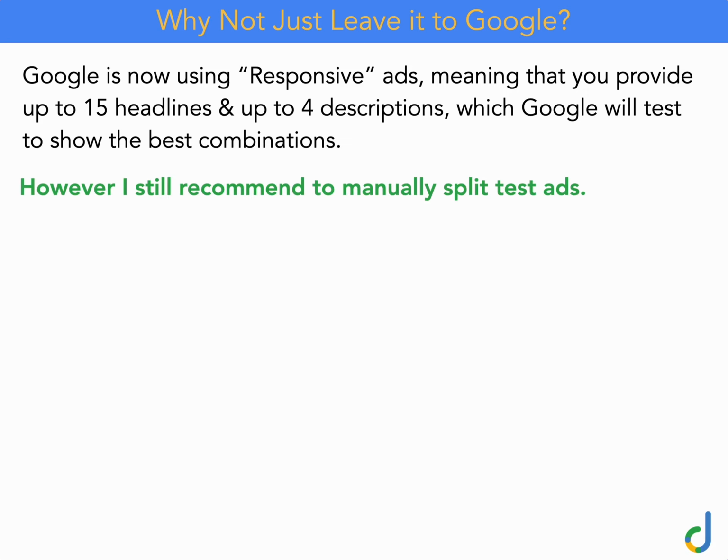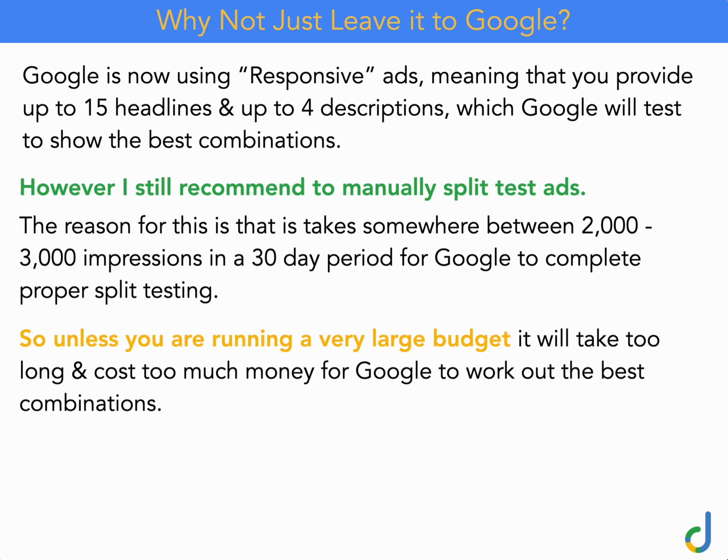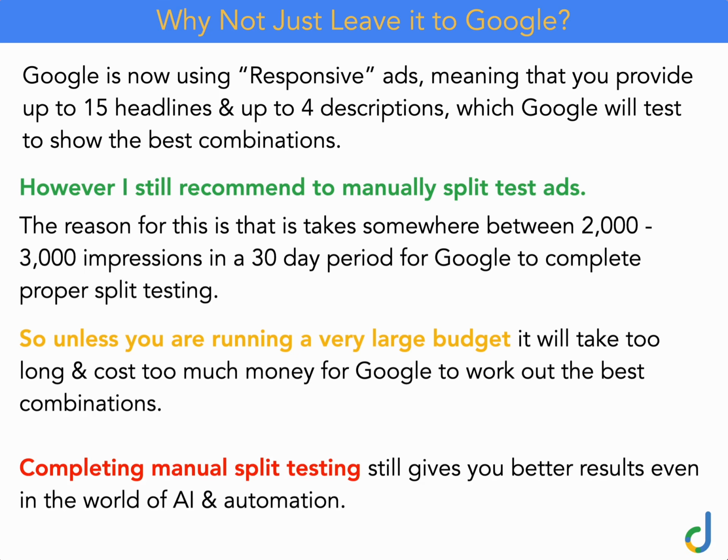However, I still recommend manually split testing ads. The reason for this is that it takes somewhere between 2,000 to 3,000 impressions in a 30-day period for Google to complete proper split testing. So unless you're running a very large budget, it would take too long and cost too much money for Google to work out the best combinations. So completing manual split testing still gives you the best results, even in the world of AI and automation.